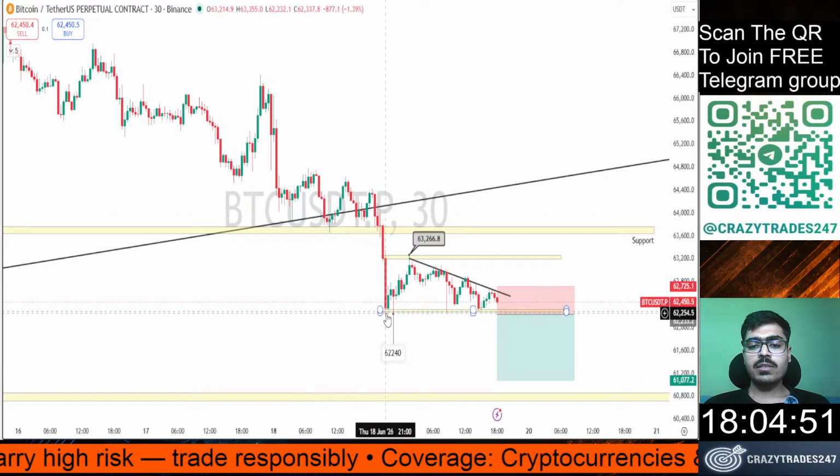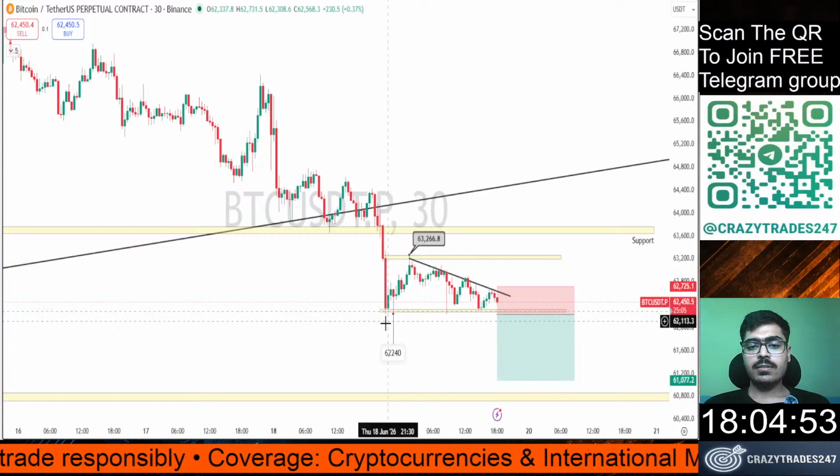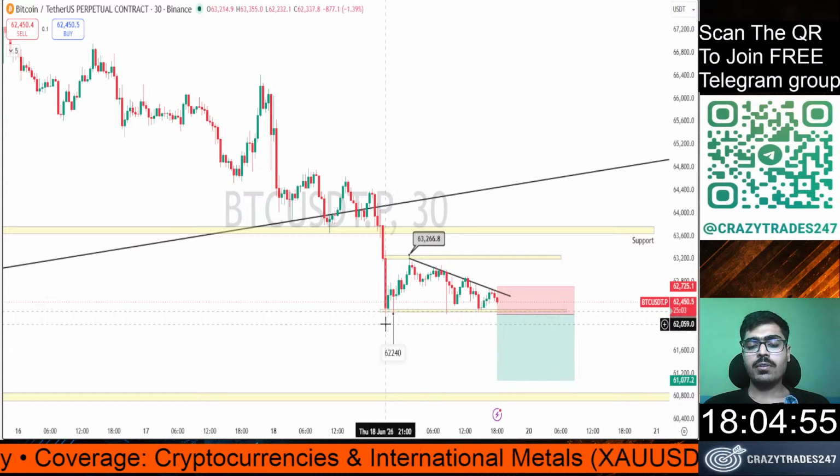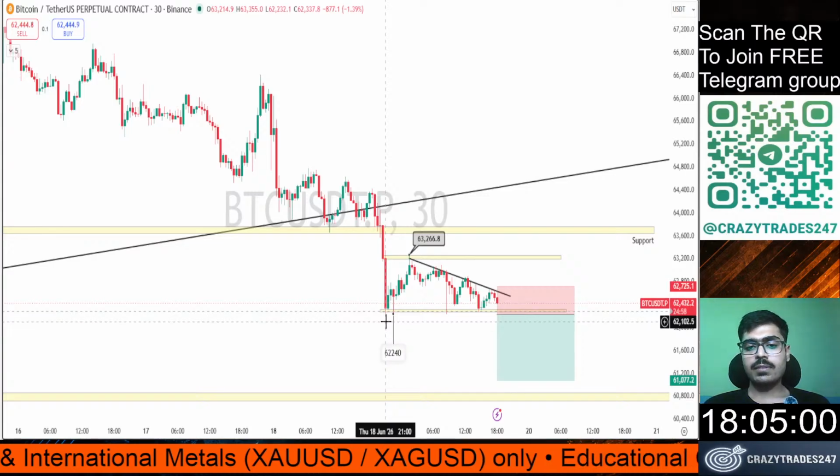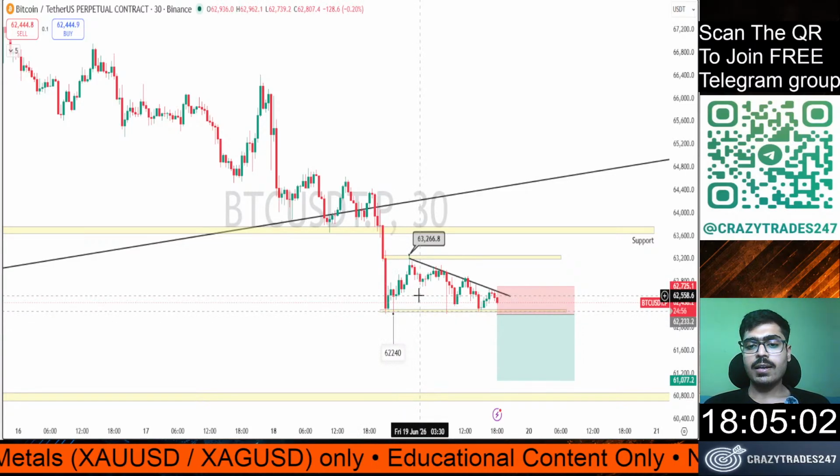This low was made just yesterday, like at 9 p.m. So it's really not convincing at this moment.